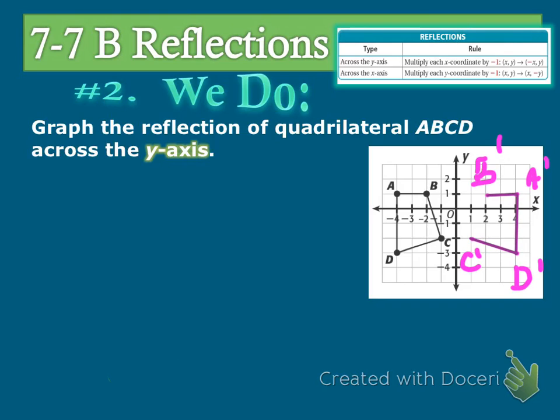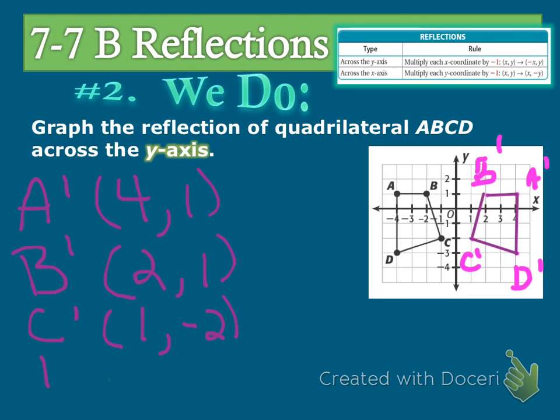Now, when you do this, though, you're going to want to tell me, what are these points? So A prime, that's going to be +4, +1. B prime, that's going to be positive 2, positive 1. C prime, that's positive 1, negative 2. And D prime is going to be positive 4, negative 3. I would have gotten the same points if I'd done this table too.